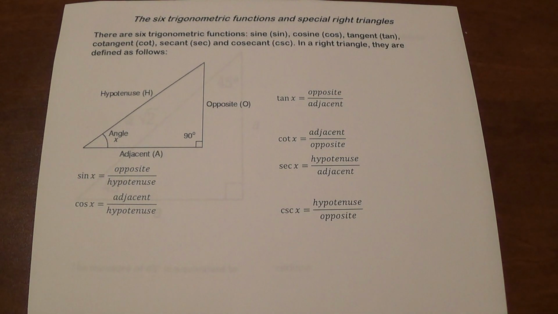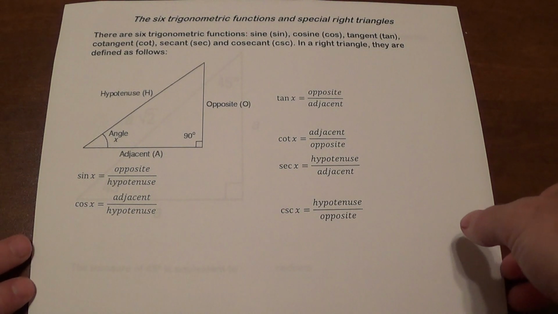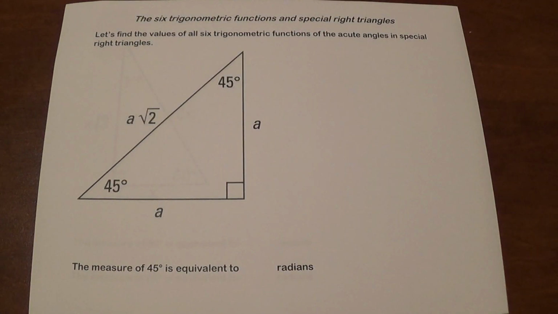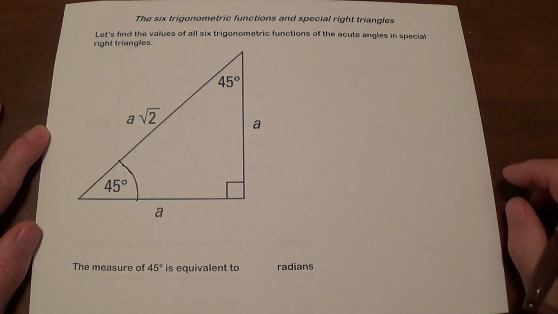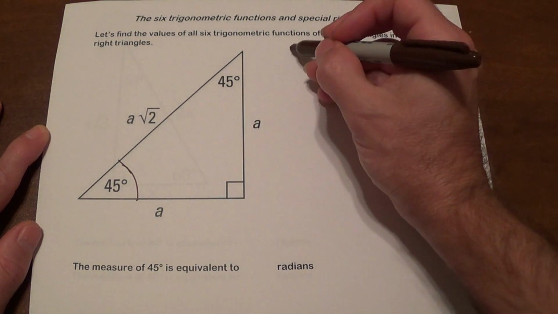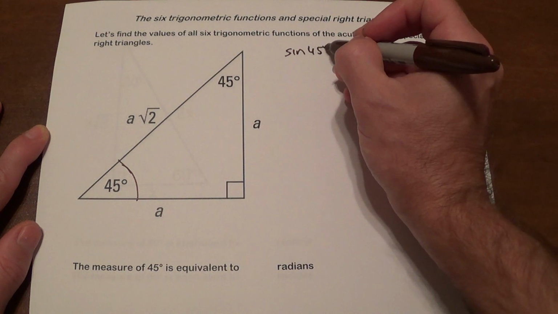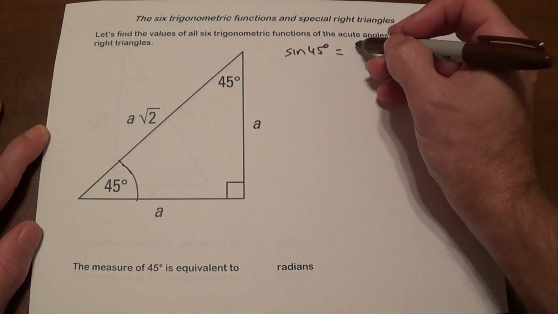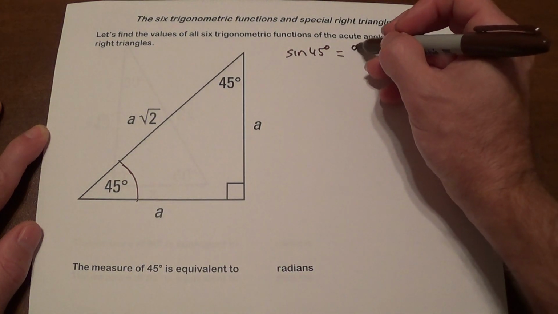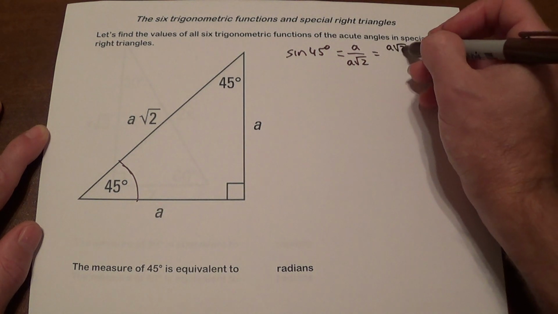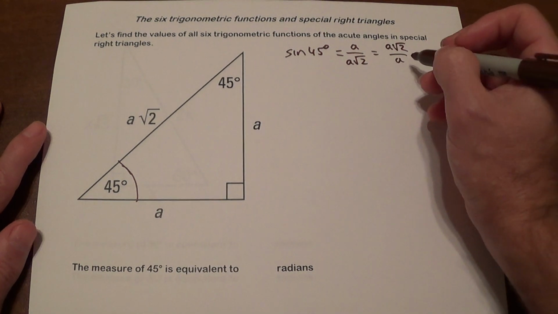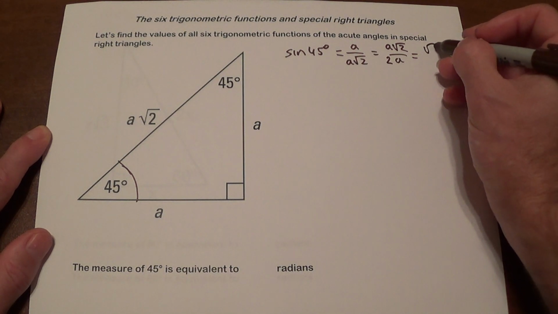Okay, so what we're going to do is take a look at the values of all six of them for 45, 45, 90 first. So in the 45, 45, 90, we're going to work with, let's pick this angle as our angle. So sine of 45 degrees is going to be opposite over hypotenuse, so it's a divided by the square root of 2, which if you rationalize is square root of 2 over 2.